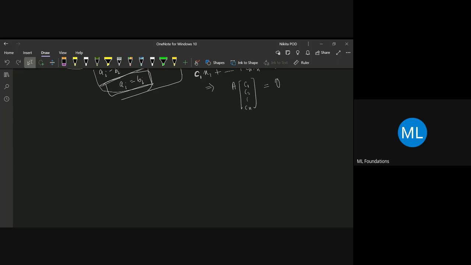What happens if you have an n cross n matrix which is invertible? What is the column?